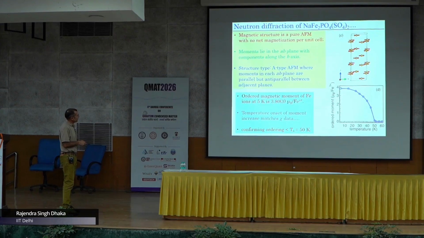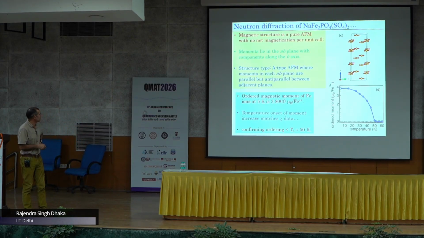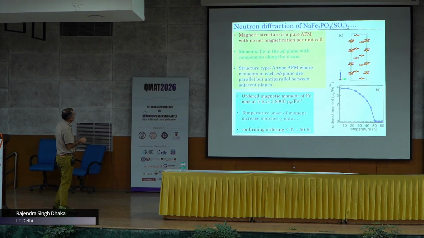And when we look at the magnetic structure, what we found out is that this is pure antiferromagnetic ordering, no net magnetization per unit cell, and the moments are mostly lying in the AB plane, with a component along the B axis. So, you can see here this is B, this is C, and the structure was found out to be A type antiferromagnetic ordering, where you can see the moments in each AB plane are parallel, and then along the C axis it is antiparallel. So, this was concluded from the neutron studies.